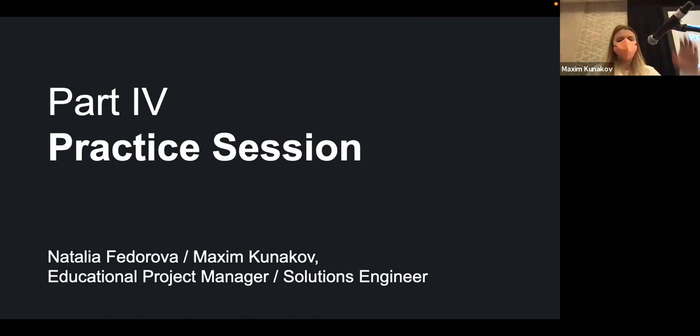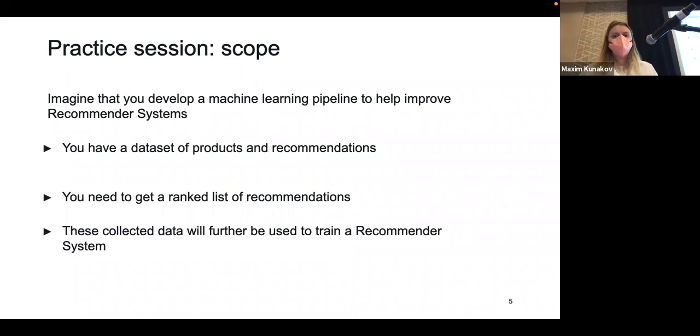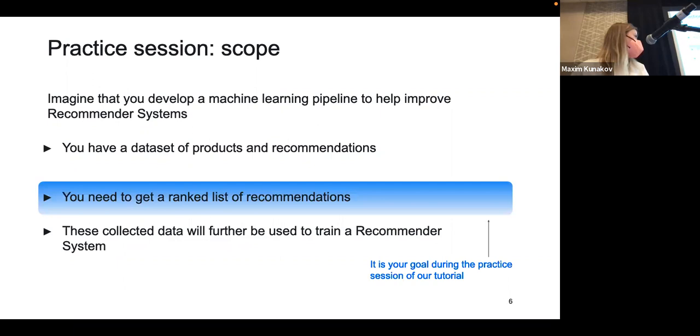Okay. Hi, all. My name is Natalie, and now we will start our practice session. And it will be quite big, like 50 minutes, but it's hands-on practice and just basic guidelines. Imagine that you develop a machine learning pipeline to improve a recommender system, and you have a data set of products and recommendations, and you need to get a ranking list of recommendations. And these results you will further use for training a recommender system.